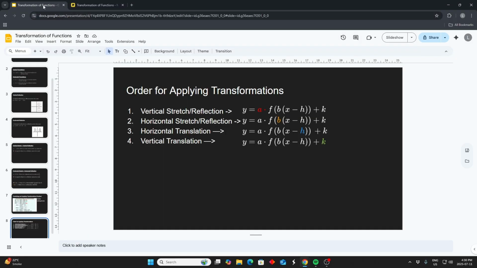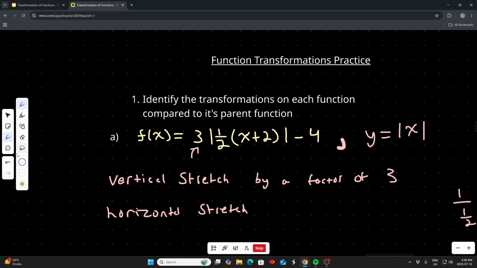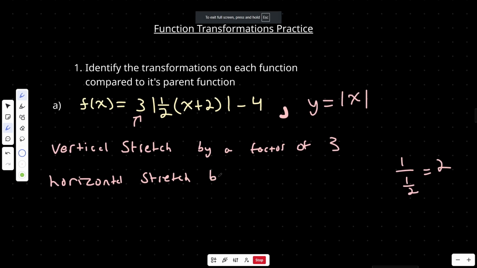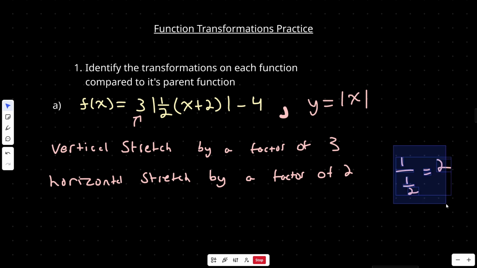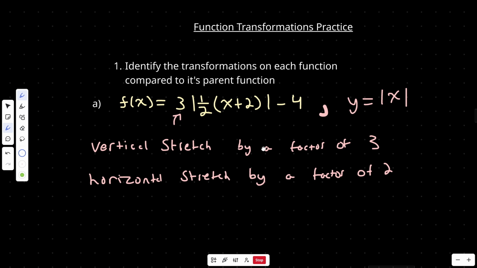So if you go over here, I have a note here. Remember, whenever you're stating the horizontal stretch or you're graphing it, you always want to do 1 divided by your b value. That's going to state your horizontal stretch. Let's go back here. So we can write horizontal stretch by a factor of 2. You always want to do 1 divided by your b value to figure out your horizontal stretch.